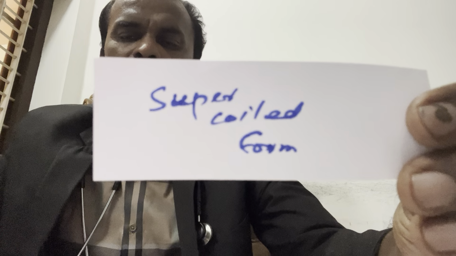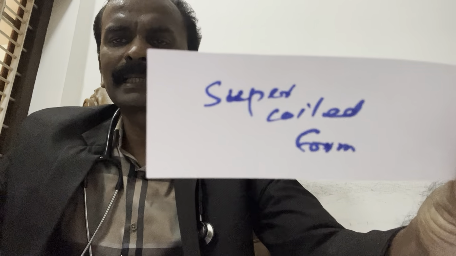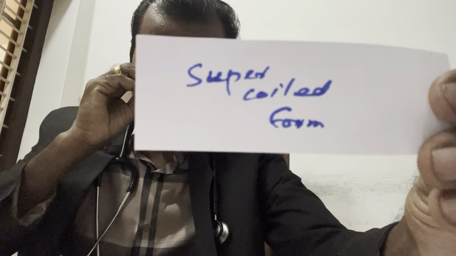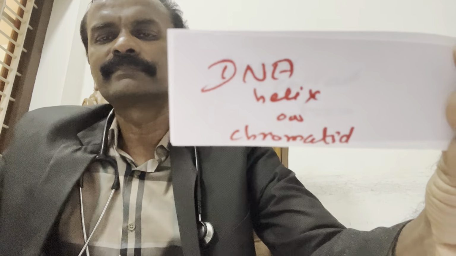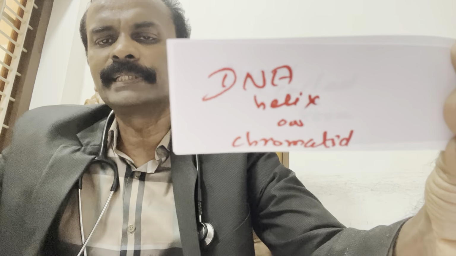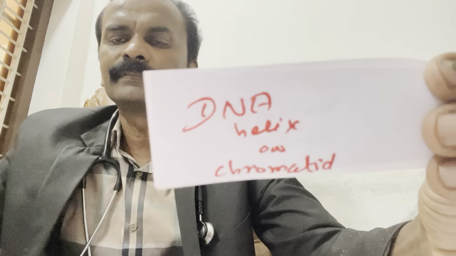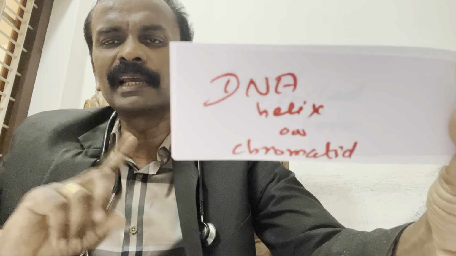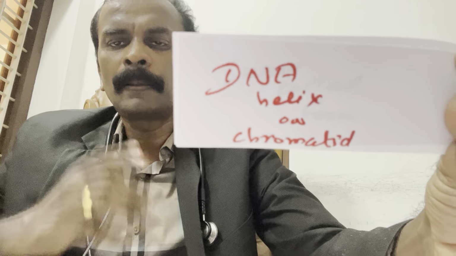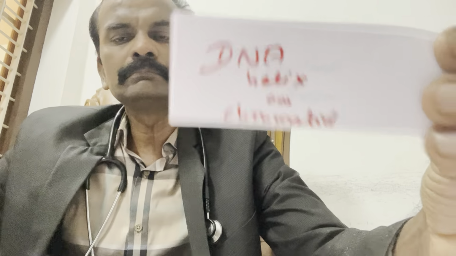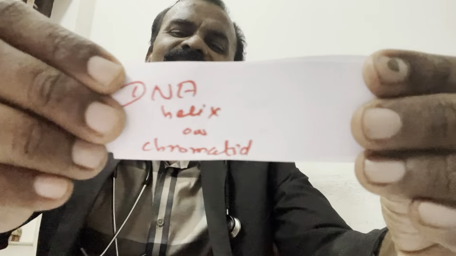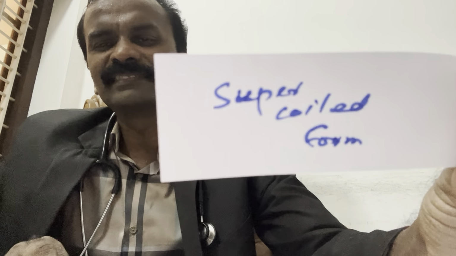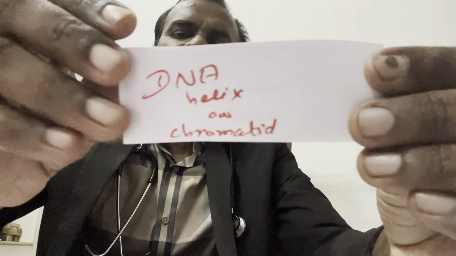Classical example of supercoiled form. What is the classical example? Supercoiled form. Any idea? Be very careful while answering this. DNA helix in chromatin. They will confuse the RNA. DNA helix in chromatin. What is the question? You forgot the question. Supercoiled. Okay. DNA helix in chromatin.